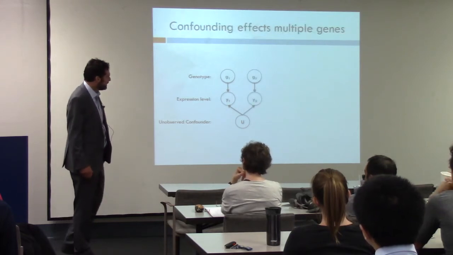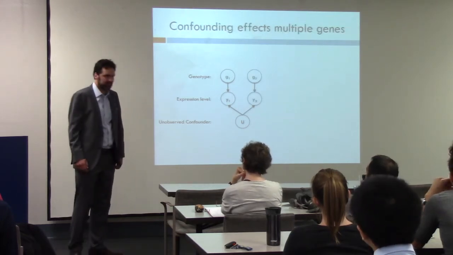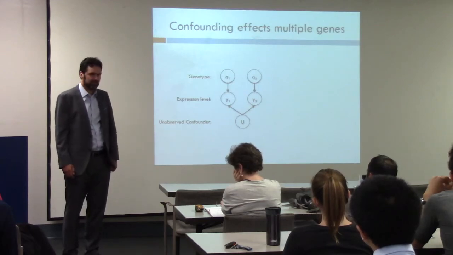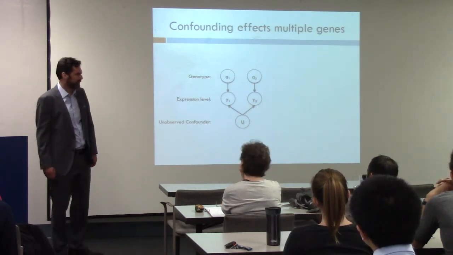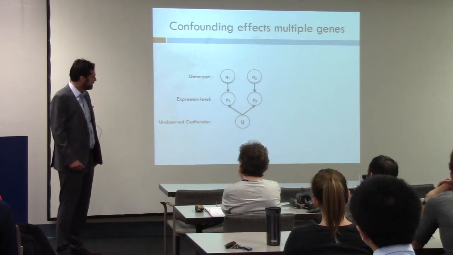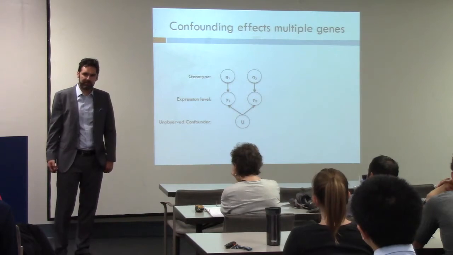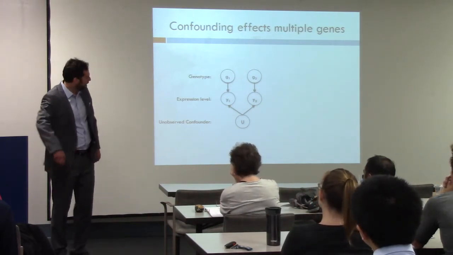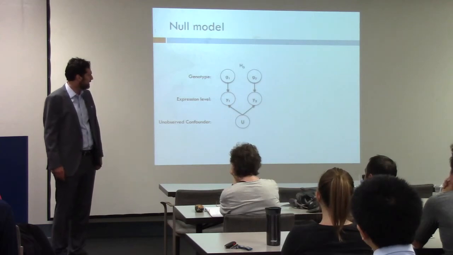However, there might be another gene that has its own genetic variation affecting it and its own expression levels, and that can also be influenced by that same unobserved confounder. When this occurs, there can be a correlation between Y1 and Y2, not due to a causal effect of one gene on the other, but simply due to a shared confounder. So this is going to be our H0, our null model.